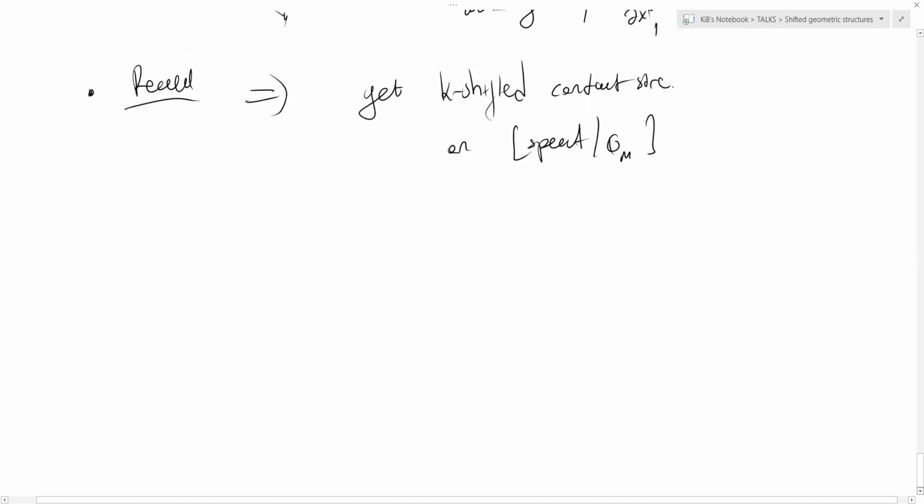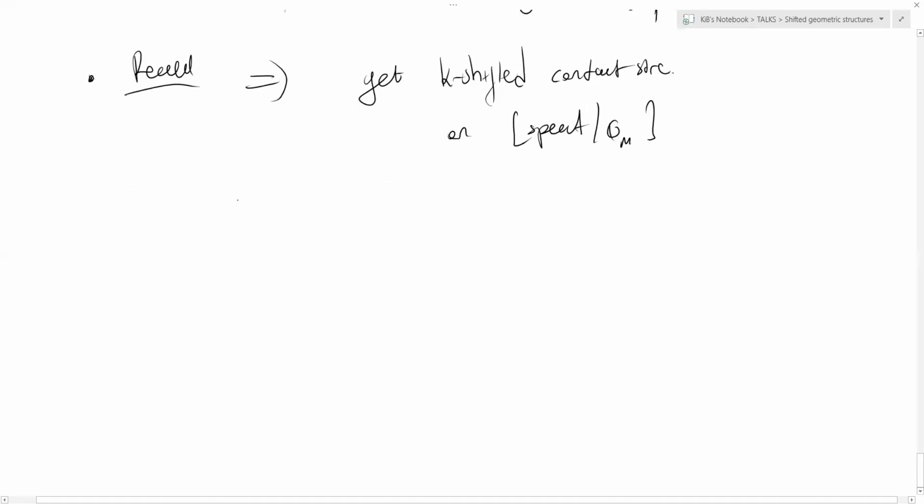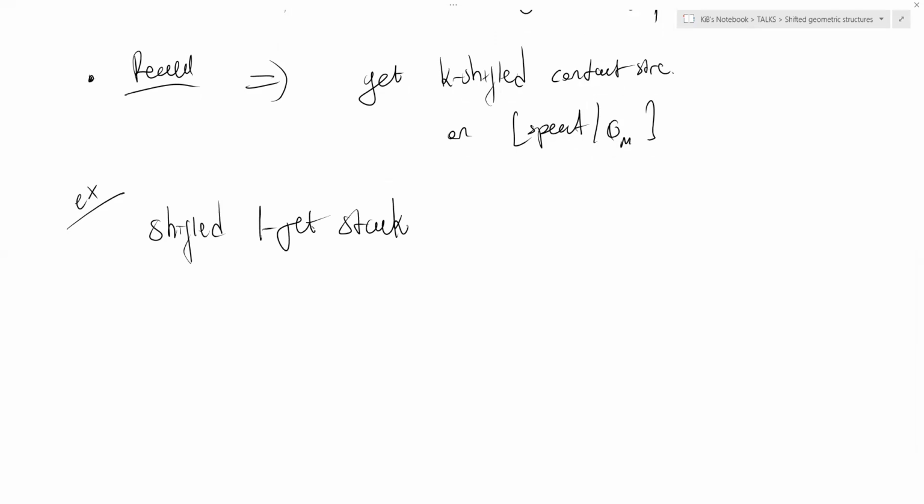Maybe a more interesting example you can do is called the shifted one-jet stack. Again, we are going to mimic the classical setup. In the classical setup, if you have a cotangent bundle, you just consider the trivial line bundle over that one, and it turns out to be what we call the jet bundle. And the jet bundle will have a contact structure.